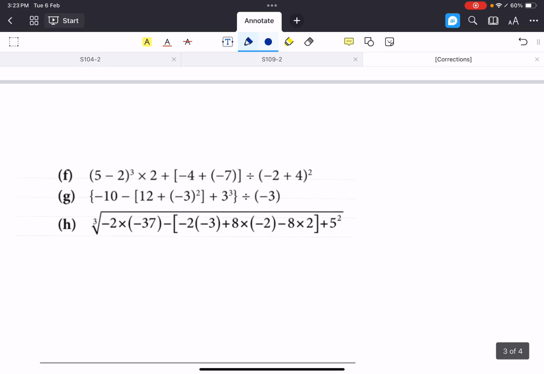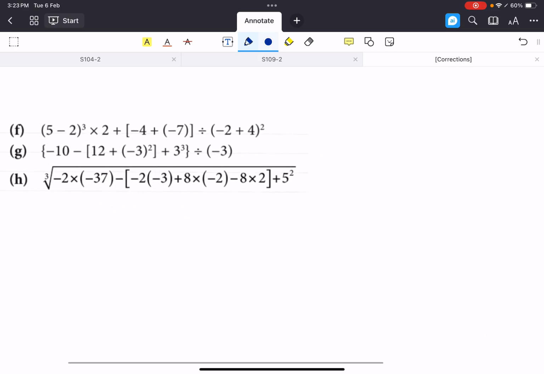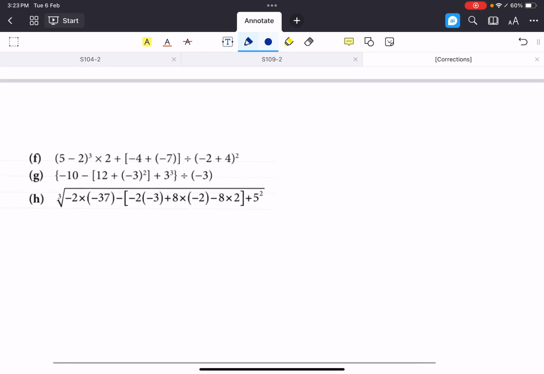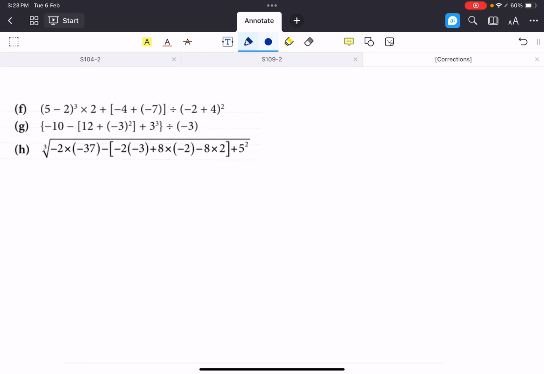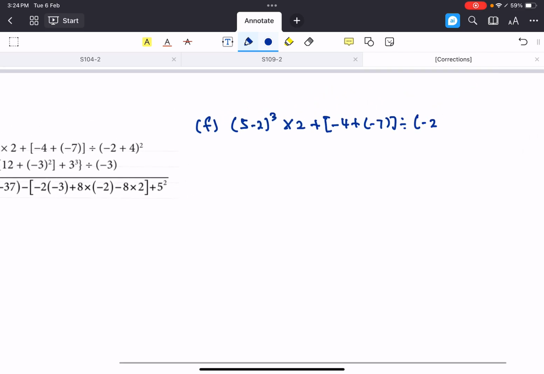Let's go on. Okay, question F, G, and H. So there's quite a lot to sort out here. So let's see if I can get enough space on my screen. Let's do F here, right? So we have 5 minus 2 to the power of 3 times 2 plus negative 4 plus negative 7 divided by negative 2 plus 4 squared.